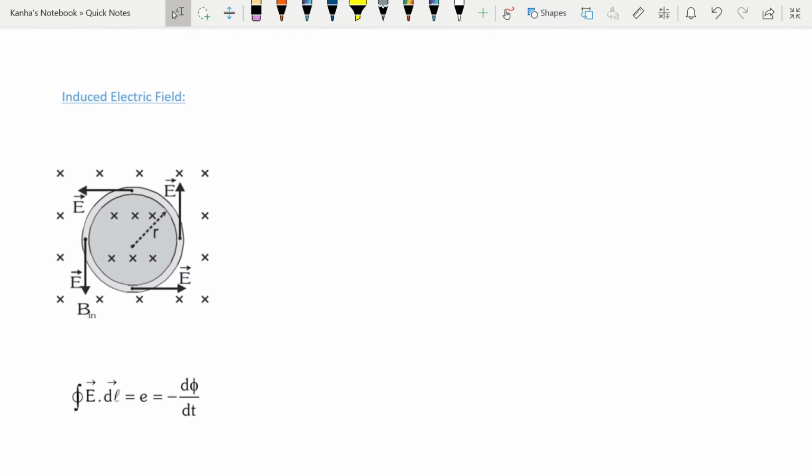Because of Faraday's law and Lenz's law, I can easily say that the closed integral of E dot dl, the closed line integral, is nothing but the EMF induced, which is equal to minus d phi by dt. So I should ask you to make a very small note of this, because this is sometimes asked in the examination in some of the questions.